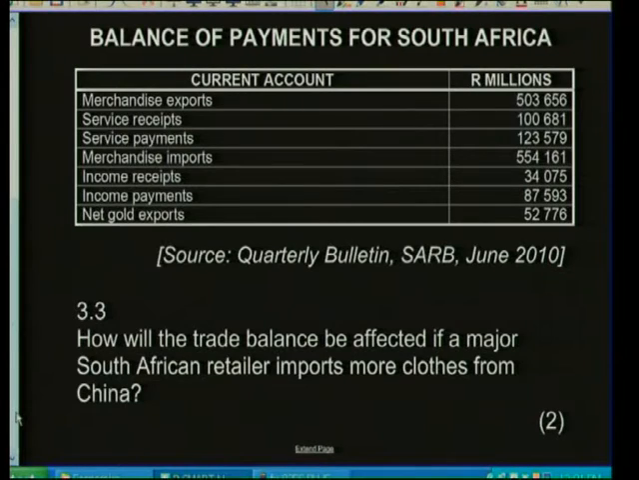Question 3.3. How will the trade balance be affected if a major South African retailer imports more clothes from China? You all know that if you import more, that means that money is going out of the country. Money leaves the country. That will cause a deficit on the balance of trade and eventually on the balance of payments. So you would rather want our country to export to other countries.